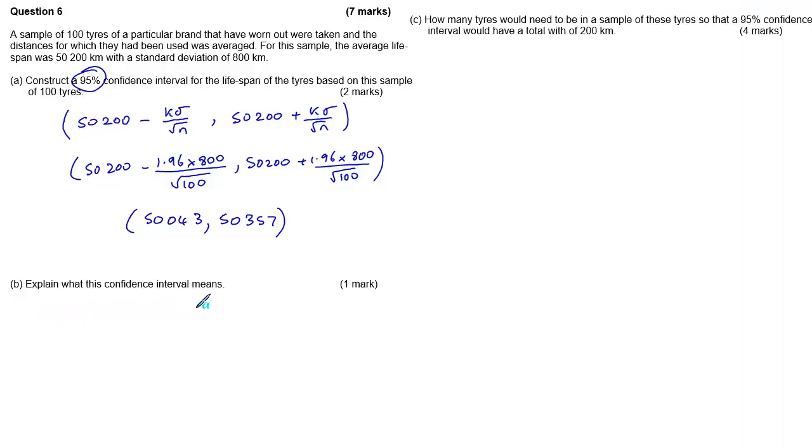Explain what the confidence interval means. It means that we can be 95% confident that the population mean is in this interval, in this range of values.